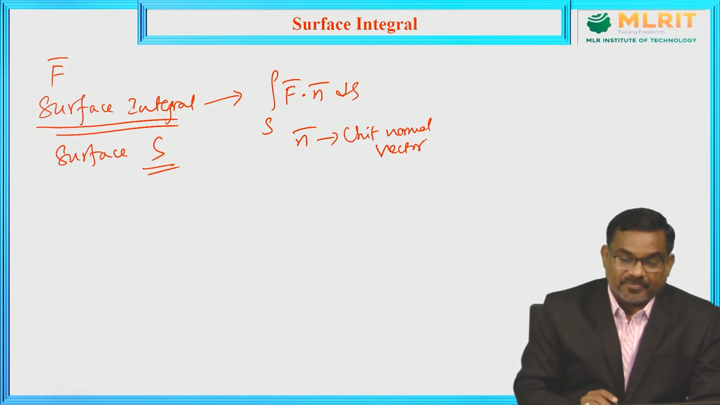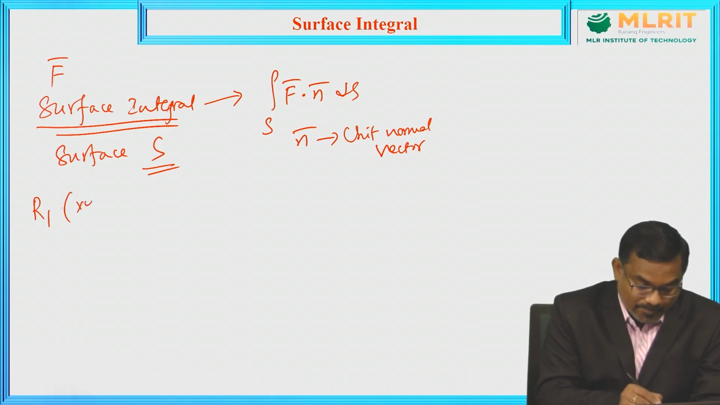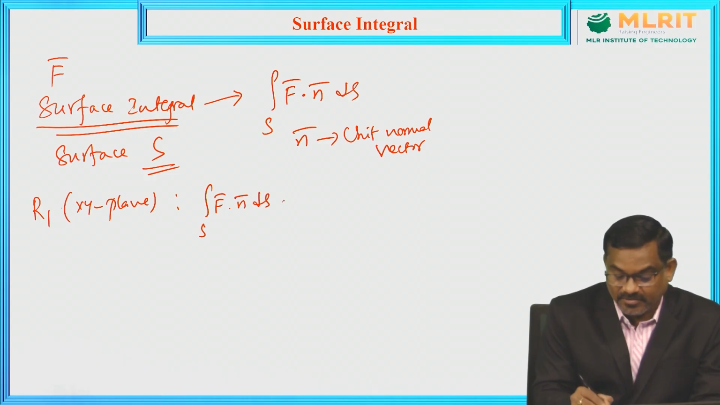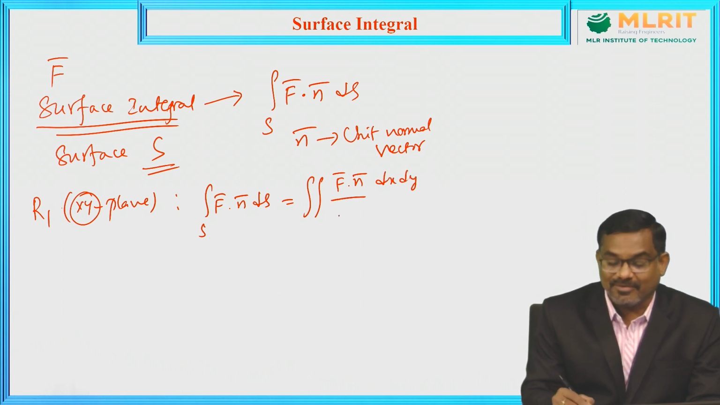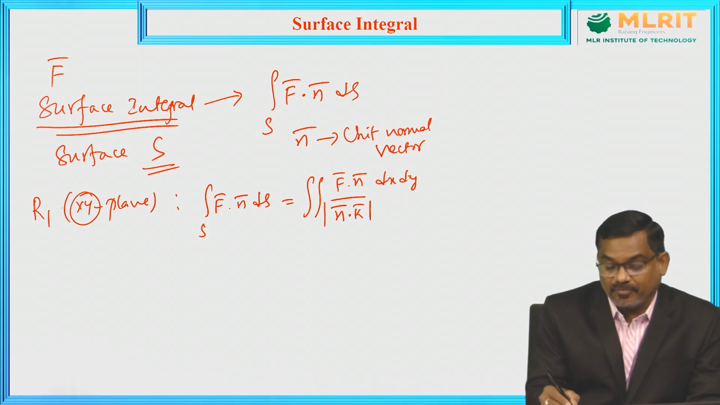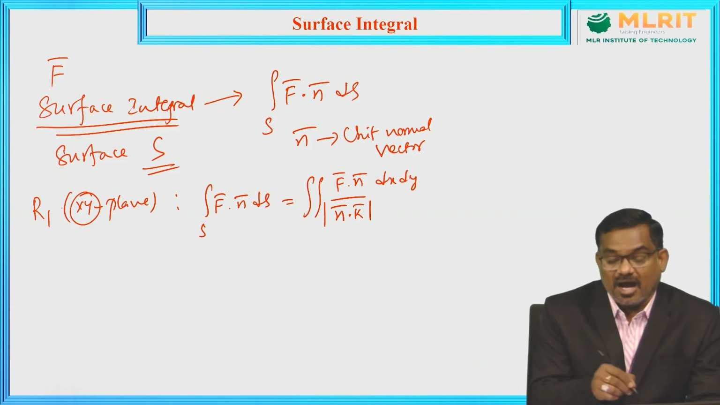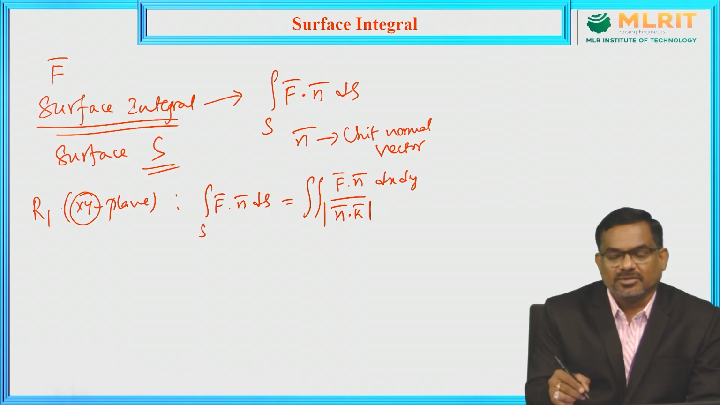Just as we discussed, if I consider R1, the projection of the surface S on the xy plane, then this surface integral of F bar dot n bar dS will be the double integral of F bar dot n bar over the modulus of n bar dot k bar, integrated with respect to x and y. Since for the xy plane the perpendicular axis is the z axis, and the unit vector along the z axis is k bar, the outward drawn unit vector.